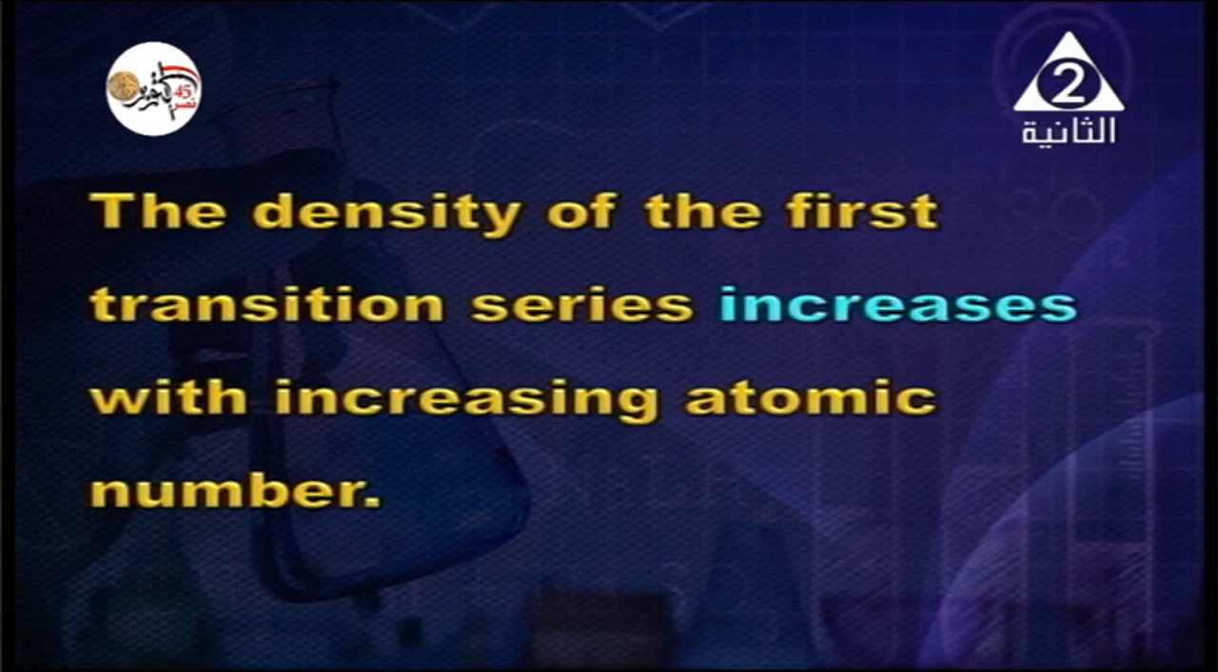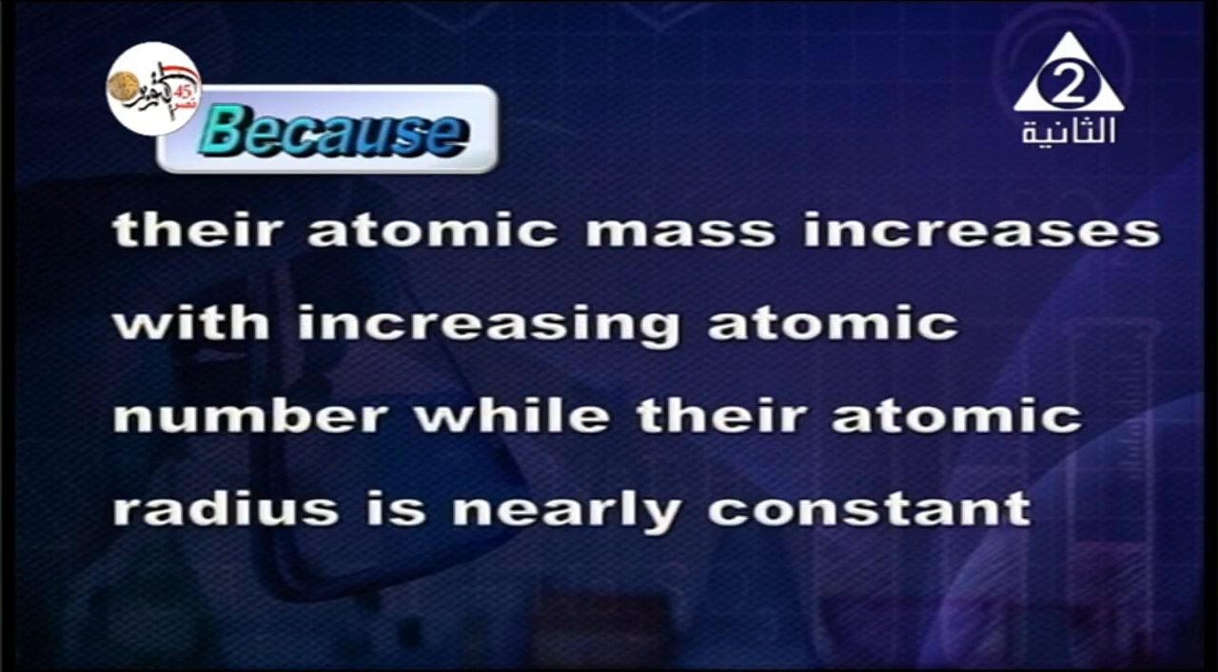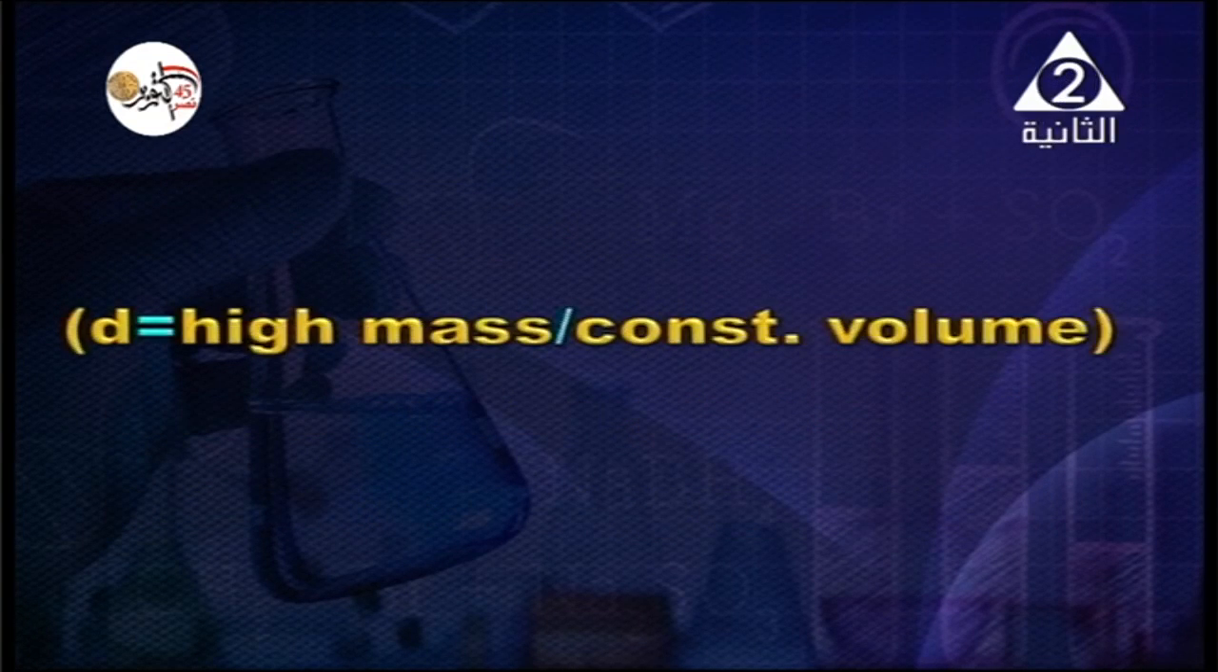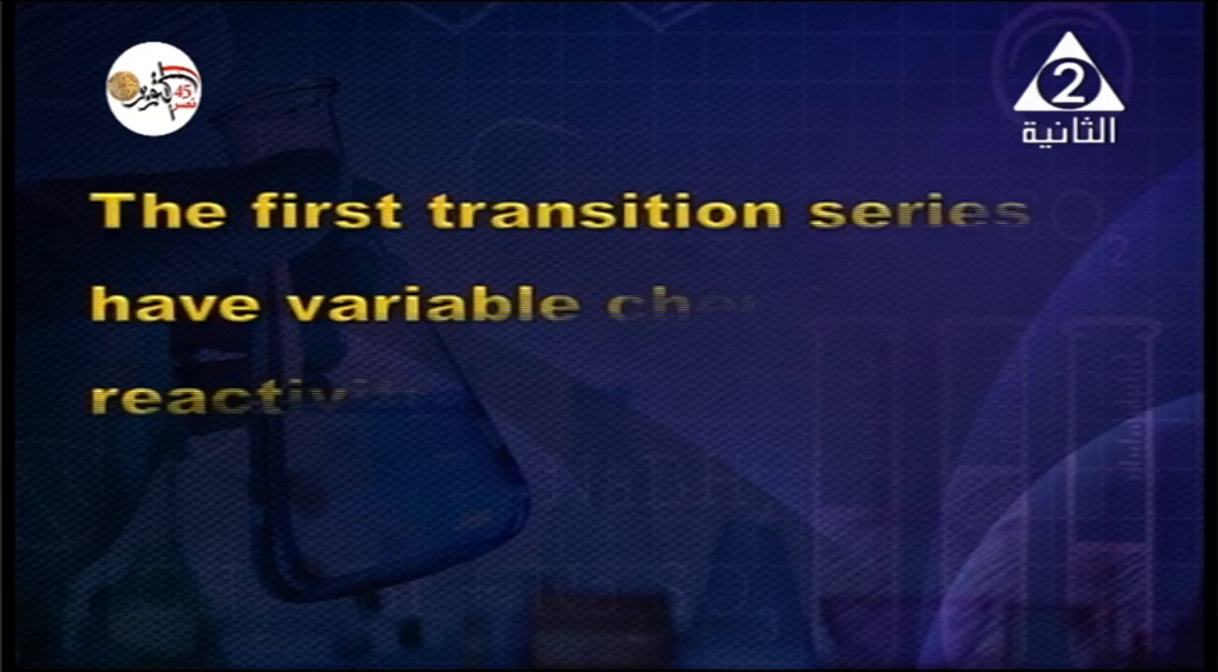Next point, the density of the first transition series increases with increasing atomic number. The reason is that their atomic mass increases while the atomic number is increasing, and so the atomic radius is nearly constant. As density equals mass over constant volume, so density increases.